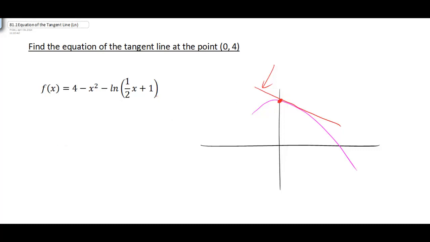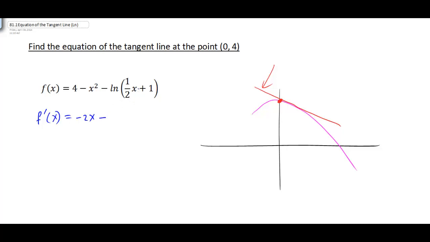So we know that we have the point, and if we want to find the equation of a line, we must also find the slope. Well, that means we can calculate the derivative. So if we find the derivative, f prime of x, the derivative of 4 would certainly just be 0. And minus x squared becomes a negative 2x.